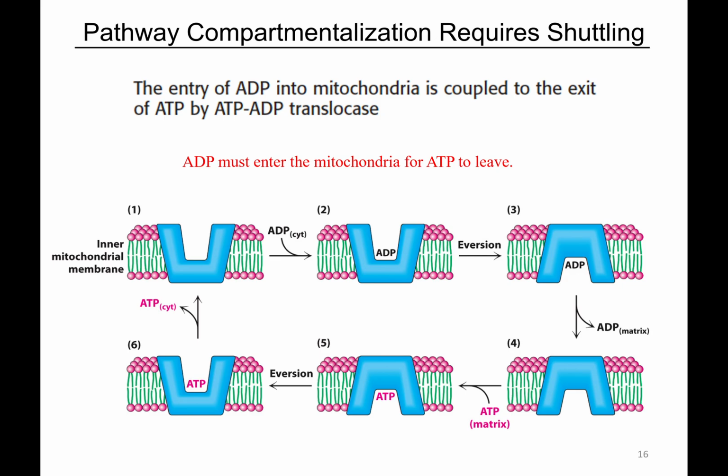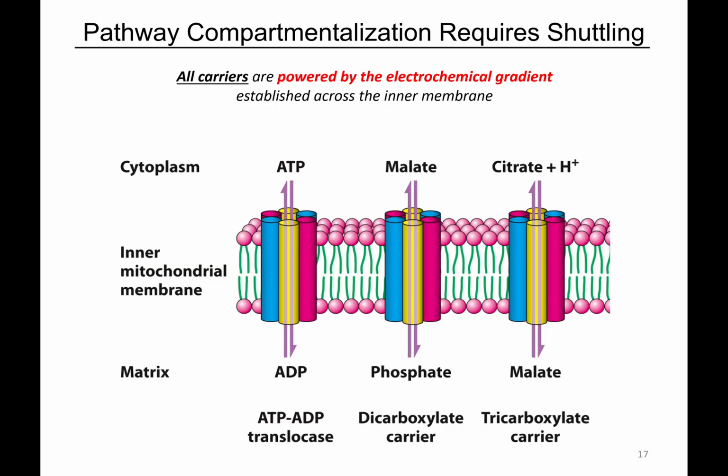Okay? The way this works is ADP binds from the inner membrane space. That triggers an inversion, so the channel that was exposed to the inner membrane space is now exposed to the matrix. ADP diffuses out, ATP binds, causing the inversion, releasing ATP into the inner membrane space. So it's conceptually simple. For every 1 ADP that goes in, 1 ATP goes out. And this is absolutely powered by the electrochemical gradient.